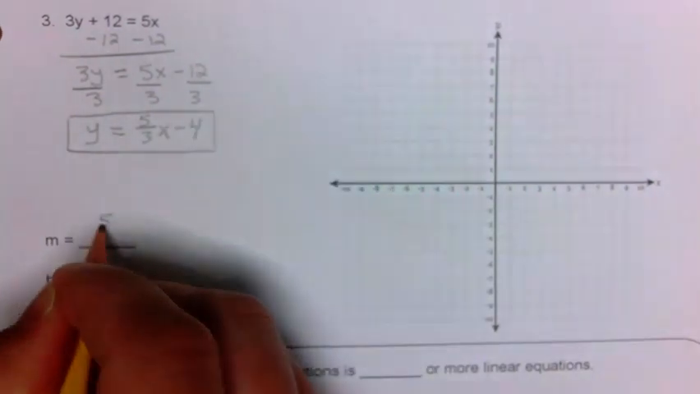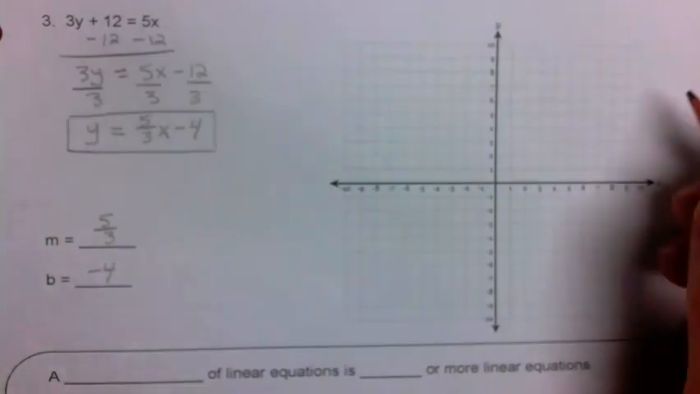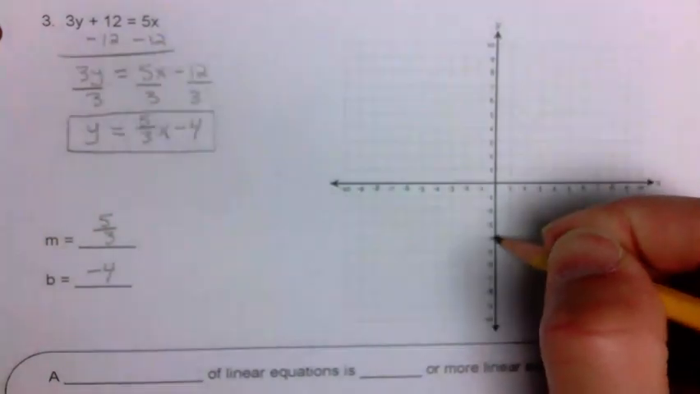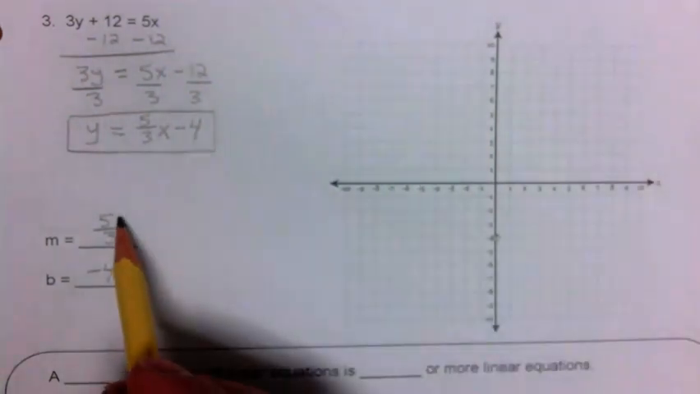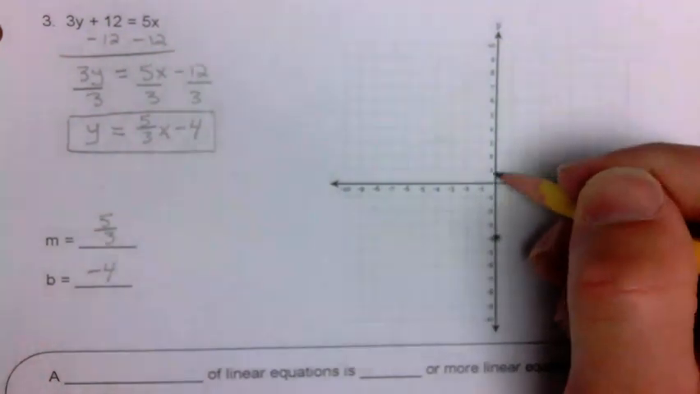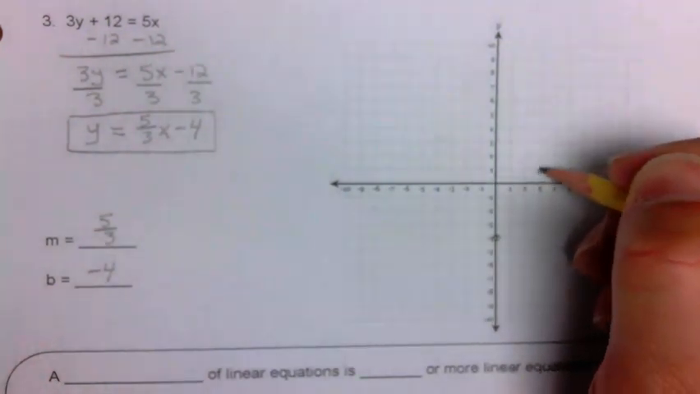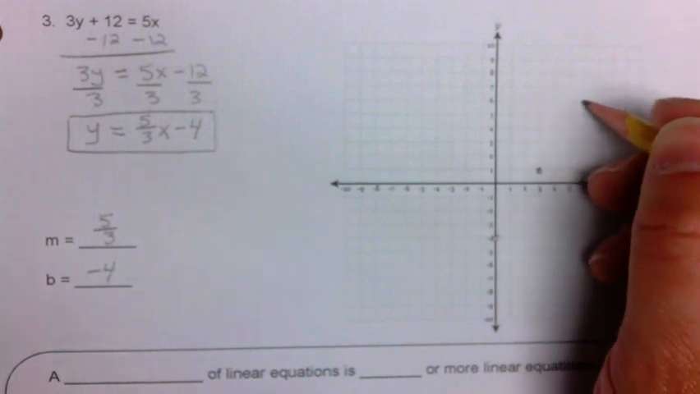The slope is 5/3, and b's value is negative 4. So our first point, the y-intercept, is at 0, negative 4. And then the rule of the slope, we're going to rise 5 and go to the right 3. 1, 2, 3, 4, 5 up, 1, 2, 3 to the right.